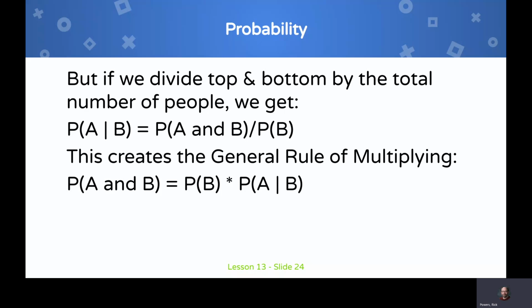But if we divide top and bottom by the total number of people, we get the probability of A given B is equal to the probability of A and B divided by the probability of B. This creates the general rule of multiplying. The probability of A and B is equal to the probability of B multiplied by the probability of A given B.